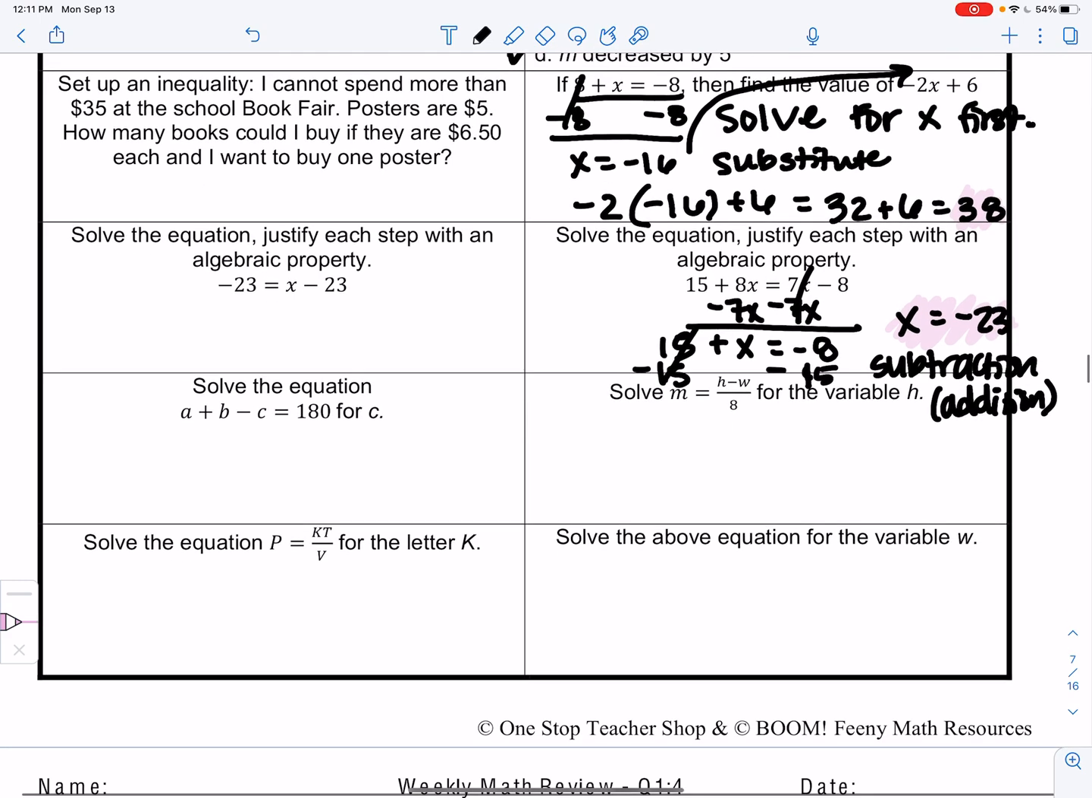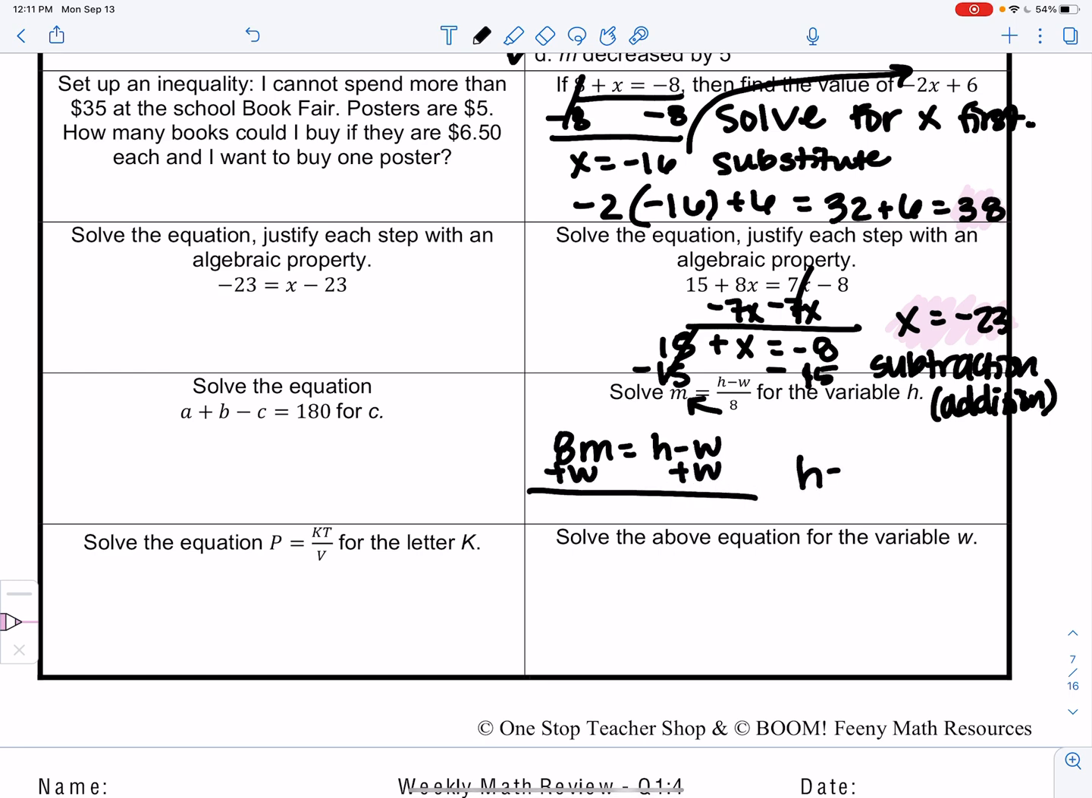All right, solve m equals h minus w over 8, solving for h. So we have m equals that. I'm not going to rewrite that. So I'm first going to move this 8 away. Since it's being divided, I'll multiply it to both sides. So I'll have 8m equals h minus w, and I'm solving for h. So I'll just add w to both sides. So h is going to be equal to 8m plus w. And that's it for this one.